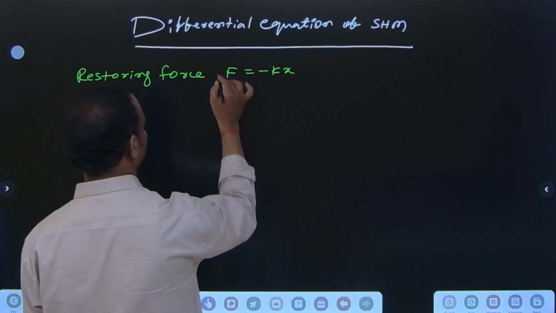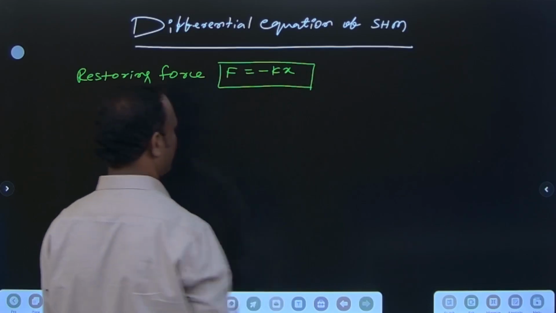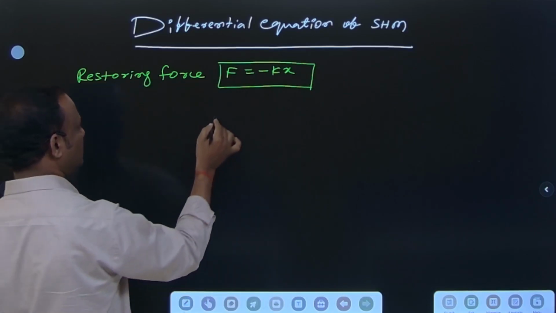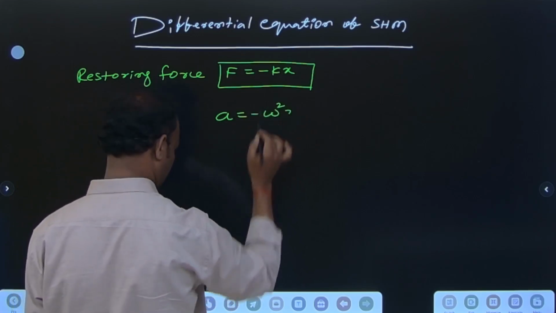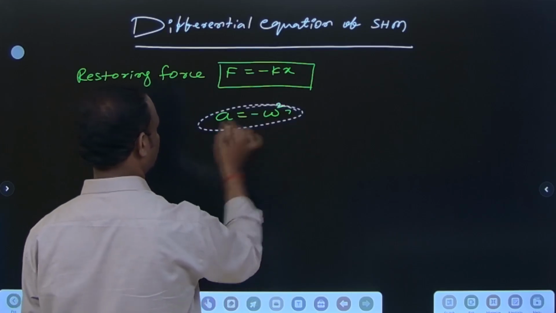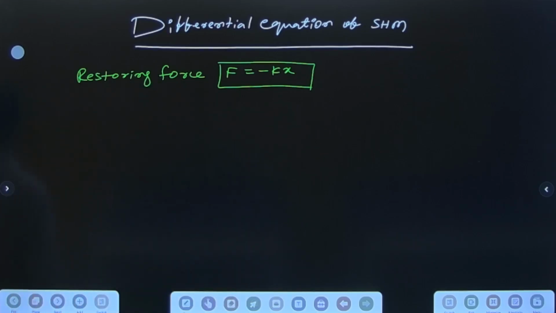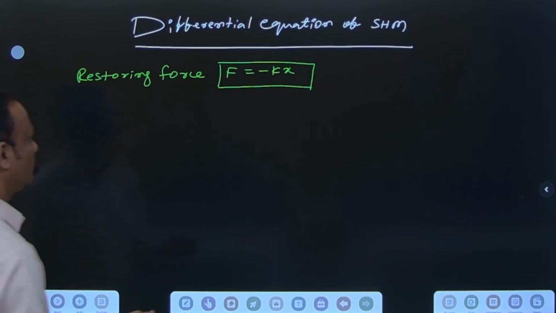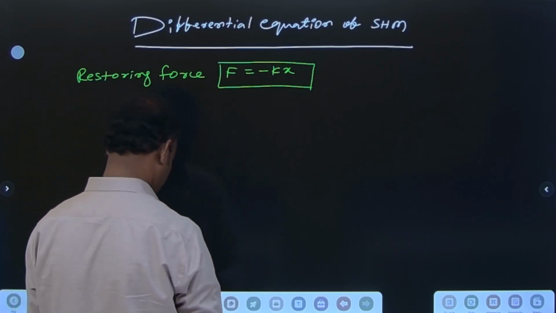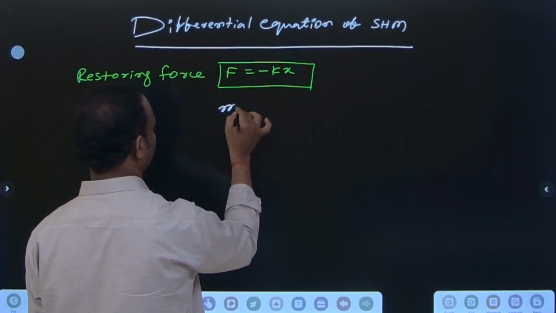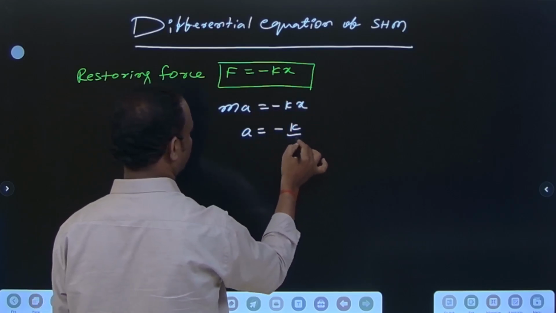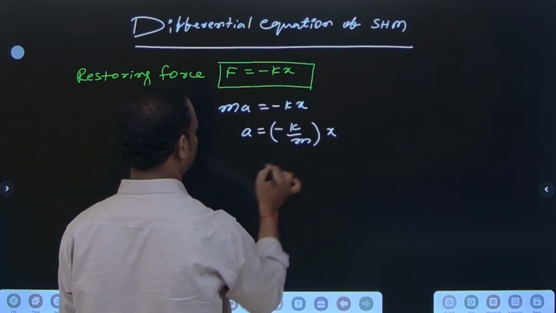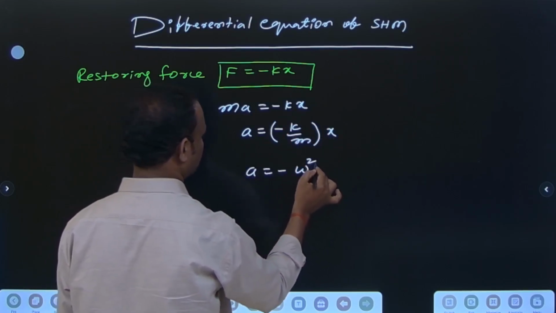So then this is the restoring force. For the acceleration, A is equal to minus omega square x. Just a minute. For this, restoring force F is proportional to minus x, F is equal to minus kx. From this case I am writing F as MA is equal to minus kx. A is equal to minus k by m into x. A is equal to minus omega square into x.